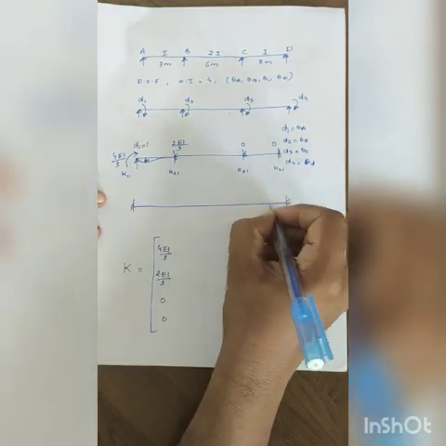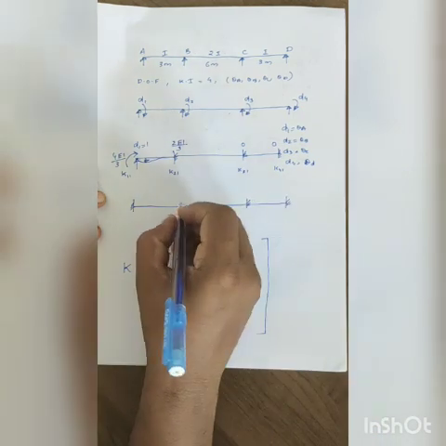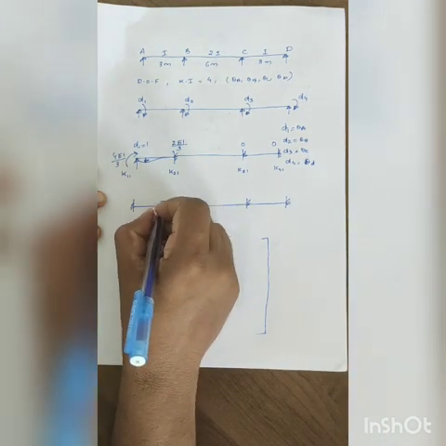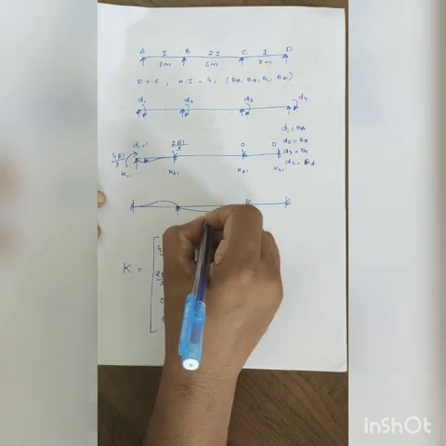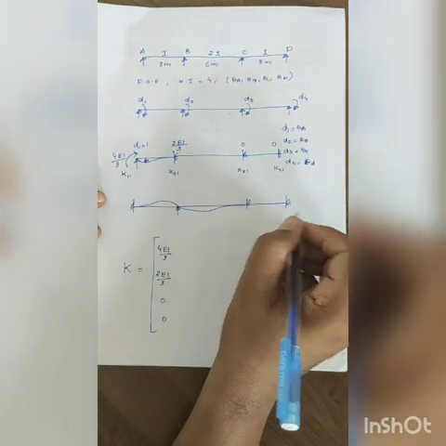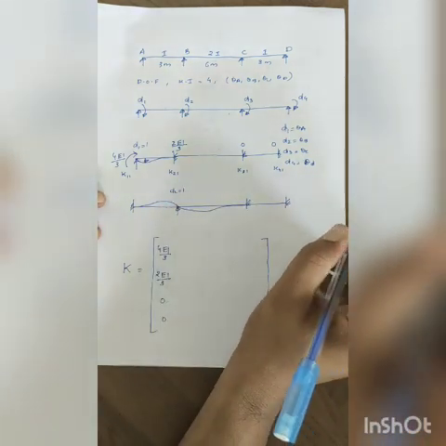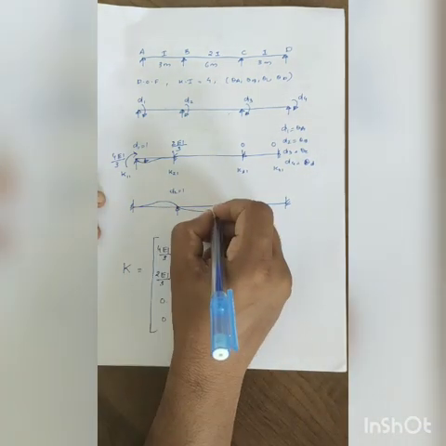You have to fix this location, and this is a support. You are going to have a moment and rotation here. You have to have a rotation here, so that is theta D2 equal to 1, or theta B is equal to 1. So here this is 3 meter and 6 meter.